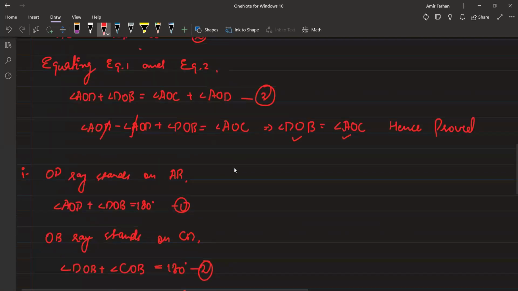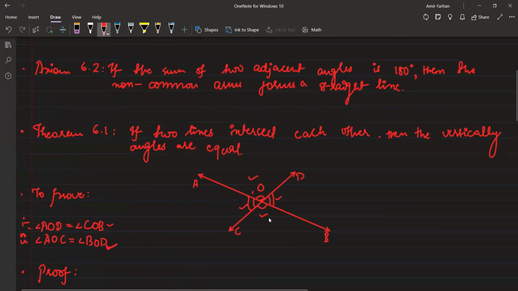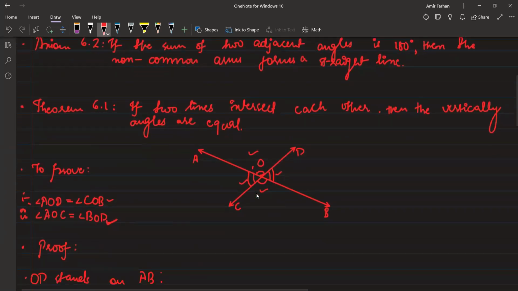Now AOD and COB: you can see that vertically opposite angles are equal. So that's how you will prove this. Clear, everybody? Very good. These were the basic things, the base. This was the theorem in this topic, which you will be needing and using again and again. Let's do the first question because we have already done enough concept.